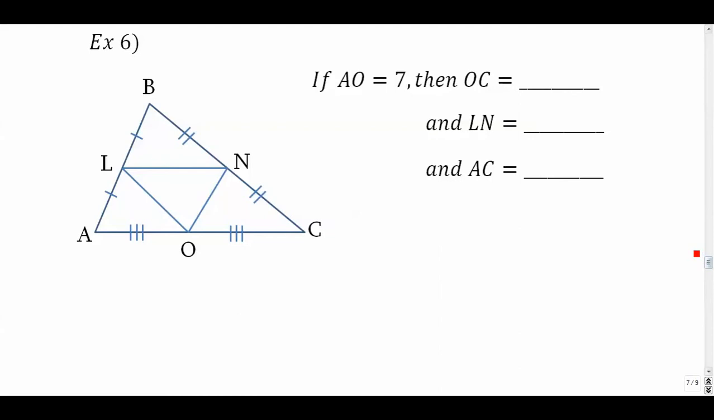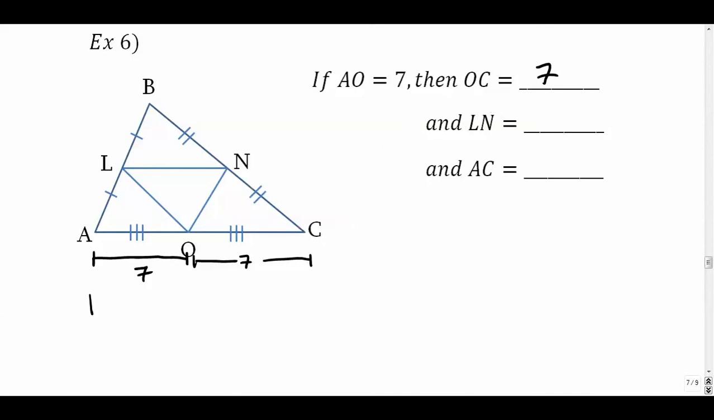Alright, here we have 3 midsegments drawn. So let's plug in some stuff, see if we can figure this out. So this distance right here, AO, is 7. OC, well, that's easy, that's 7 as well. You can tell by those 3 tick marks. So that's 7.